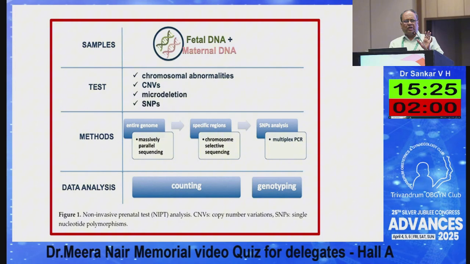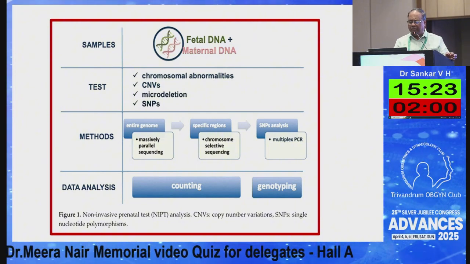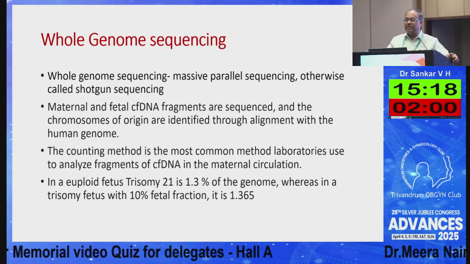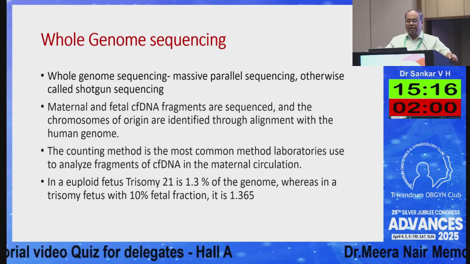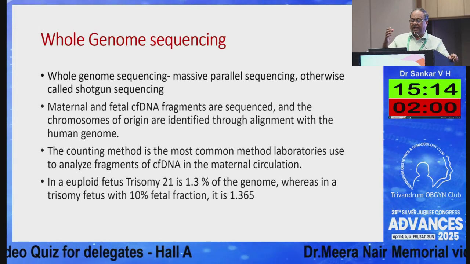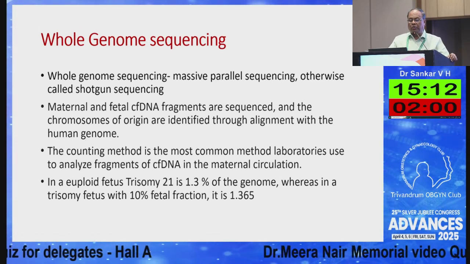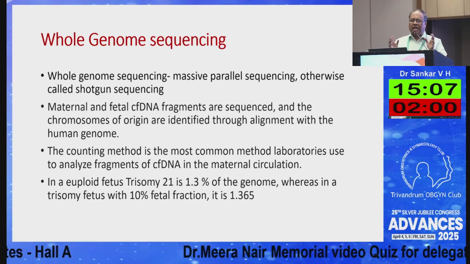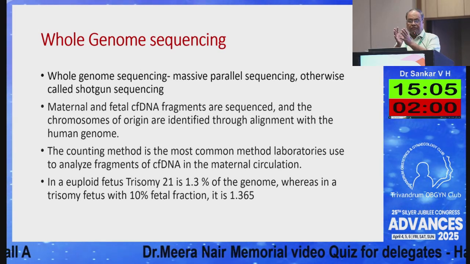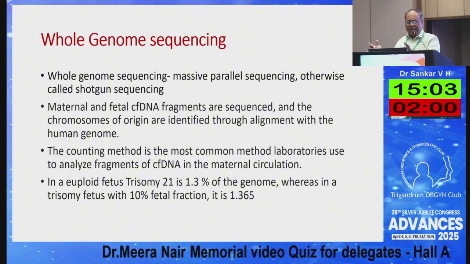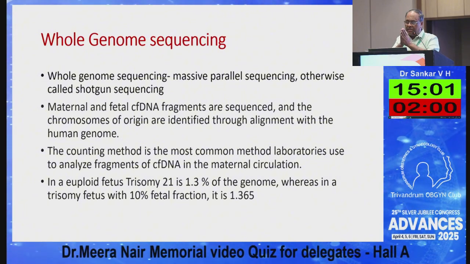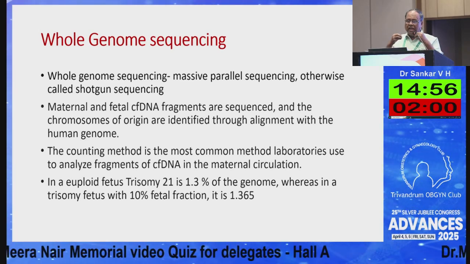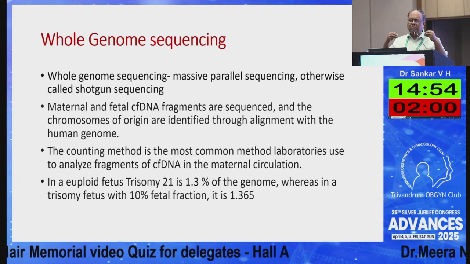I think these are terminologies which may not be commonly known, so I am just going over them. Whole genome sequencing is the massively parallel sequencing, otherwise called shotgun sequencing, where maternal and fetal cfDNA fragments are sequenced and the chromosomes of origin are identified through alignment with the human genome. So that means you have a pool of cell-free DNA which you have isolated. It contains some of the maternal genome and some of the fetal genome. You are sequencing everything, parallelly, massively.